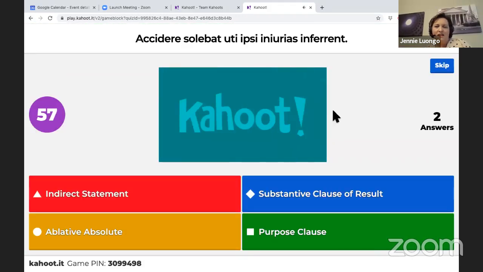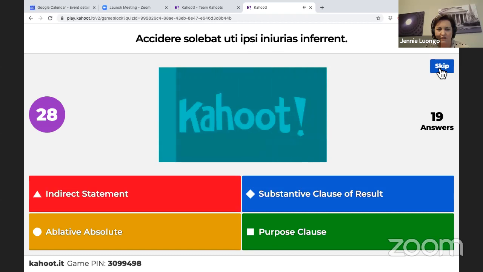So here again, we're asking whether we've got an indirect statement, ablative absolute, substantive clause of result, or purpose clause. And some of these we didn't get a chance to talk about today, but we have talked about them in previous lessons. So if you're needing help, then you might look back at some of our previous lessons. But it was customary to happen that they themselves brought injuries.